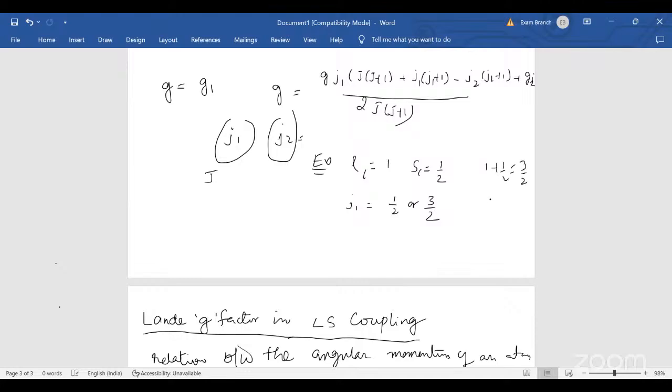Suppose spin, if you have taken minus half, it is going to give 1 by 2. So either you may be getting 1 by 2 or 3 by 2. This is for L value equals how much?